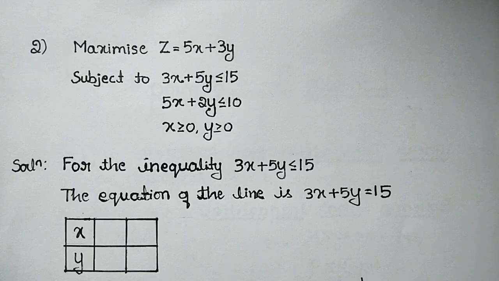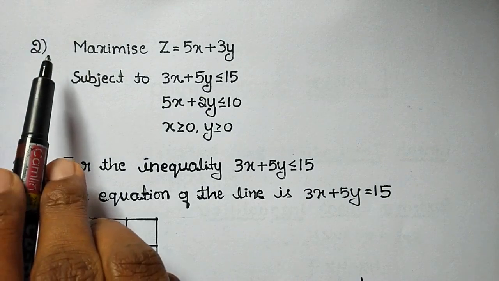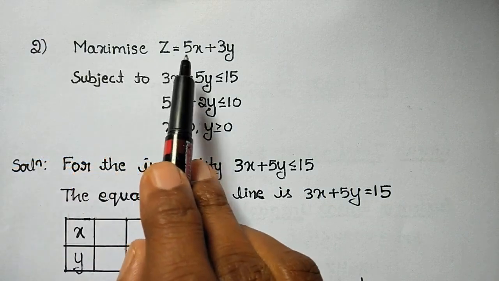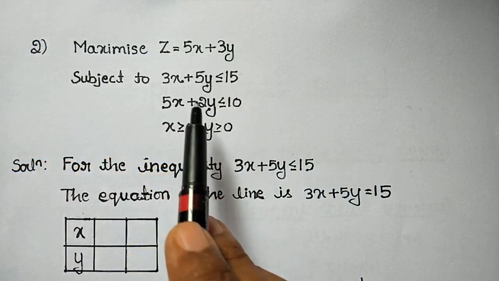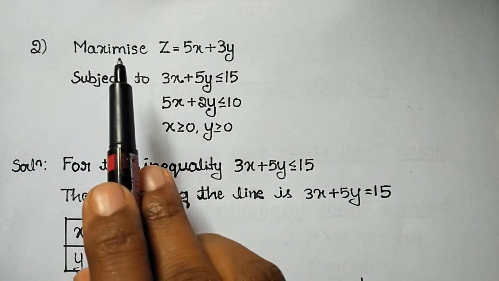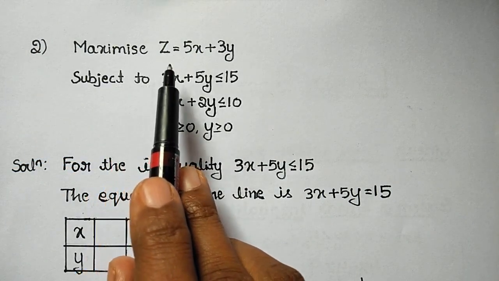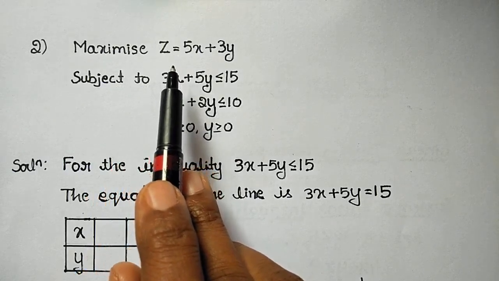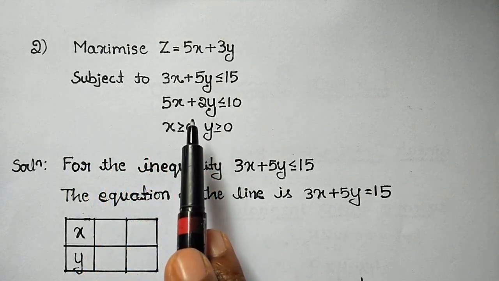Hello students, I have solved one example of LPP graphically in the previous video. Now look at the second example. Maximize z is equal to 5x plus 3y subject to these constraints. We have to find the maximum value of the objective function z. We follow the same steps which we have used in the previous example.